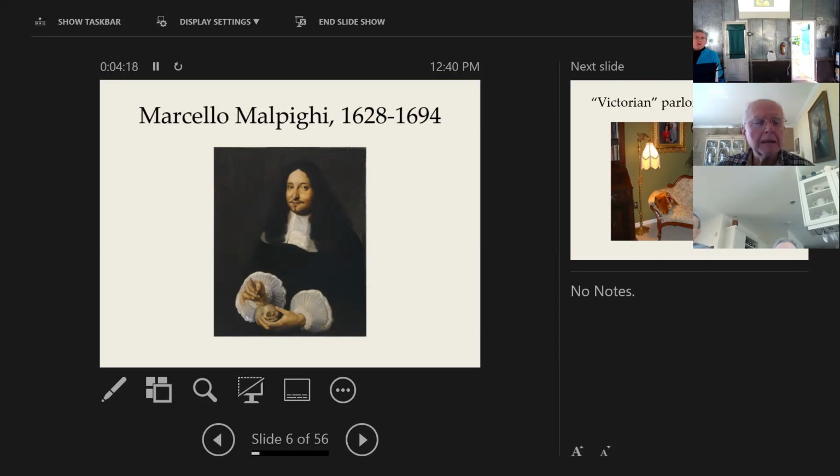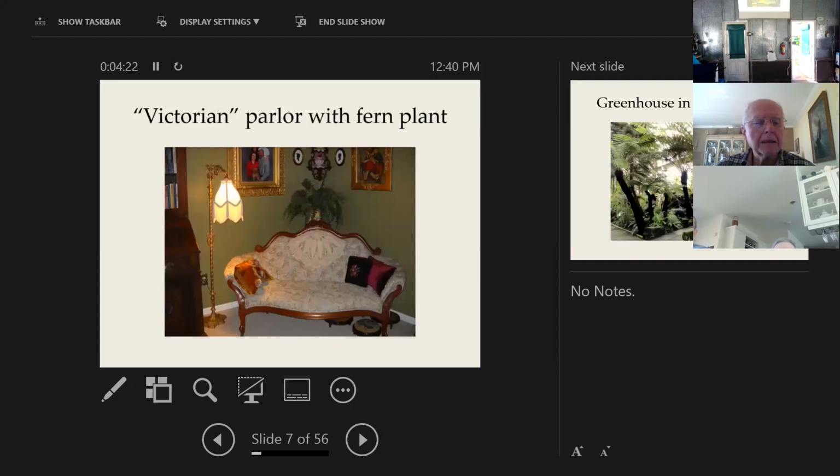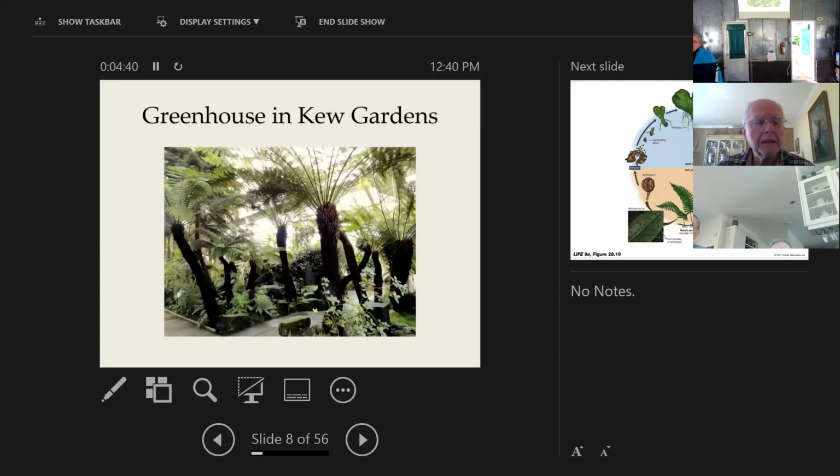And that started a fern craze in England. In fact, every proper Victorian parlor, which obviously this one isn't, but it was as close as I could get, had tons of ferns into the Victorian era. And to this day, Kew Gardens remains the world's largest collection of living ferns. Now, even in modern times, yeah, sorry, Kew Gardens, yep.